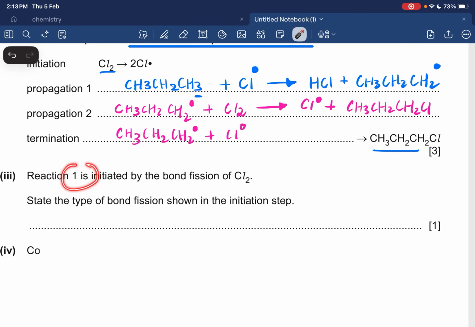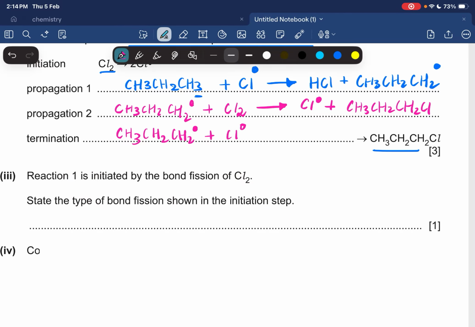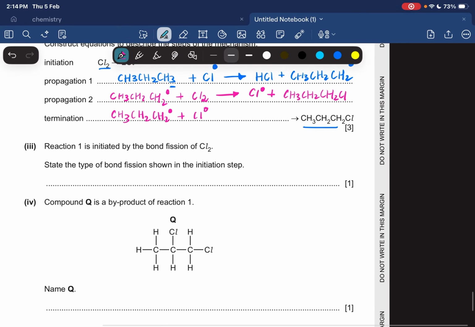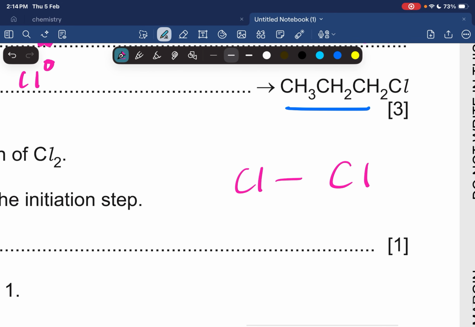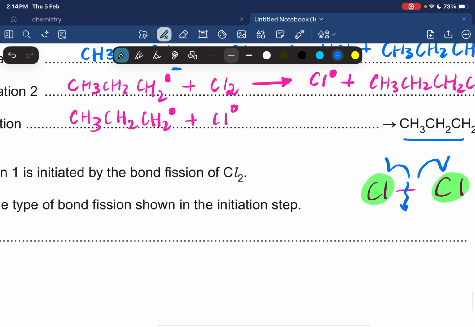Reaction 1 is initiated by the bond fission of chlorine. State the type of bond fission shown in the initiation step. Okay, so what kind of bond fission is happening in the initiation step is that you have a chlorine bond, and you not only got to learn things, what you got to learn is that this chlorine and this chlorine have equal electronegativity values, and when they have equal electronegativity values, they're both going to pull the electrons with equal intensity towards each other. So that's why there's going to be a homolytic fission, right? We're not going to have heterolytic, we're going to have a homolytic fission. Homolytic fission means that one electron is going to go with one chlorine and the other electron is going to go with the other chlorine, right?